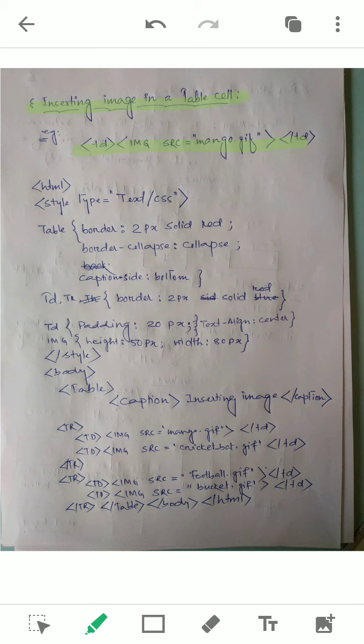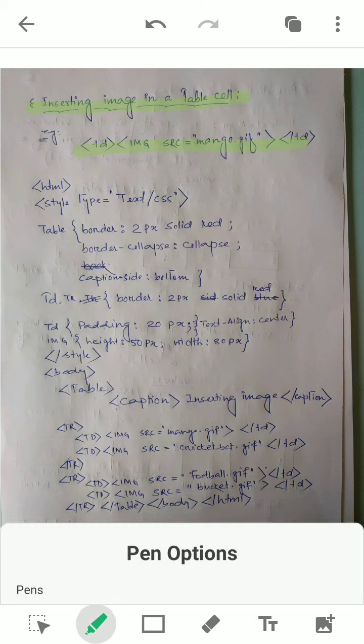So instead of writing text in the TD, we will just use the img tag, because the img tag is used to insert an image. Very simply, within the TD, one img tag is used to insert an image. Here mango.gif is one image. To insert this one, we have to write this command. I have written one full code here to insert 4 images in a particular table.